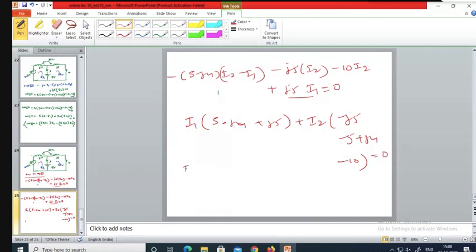Okay, simplify. I1 into 5 plus J1 plus I2 into minus J5 minus J5 plus J4 minus J1 and minus 15, that is equal to 0. Okay, so this is another equation you got. So this is equation number 2 here.